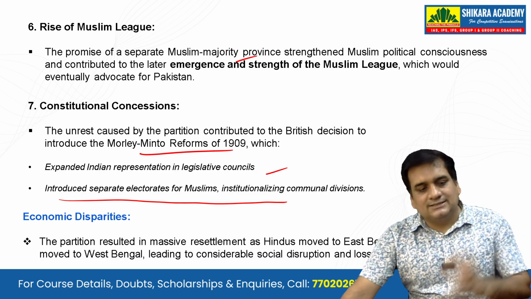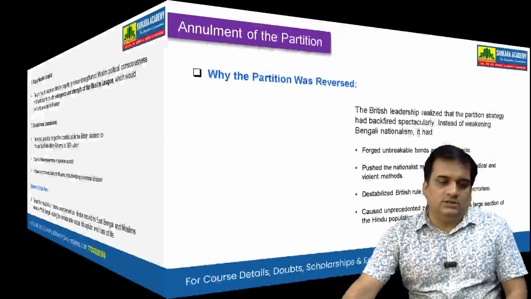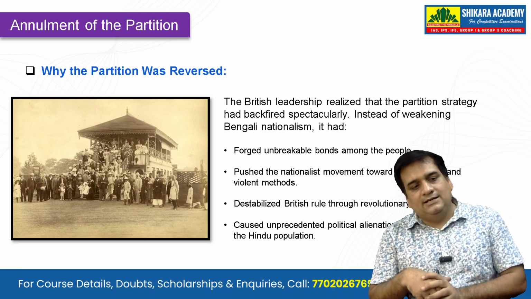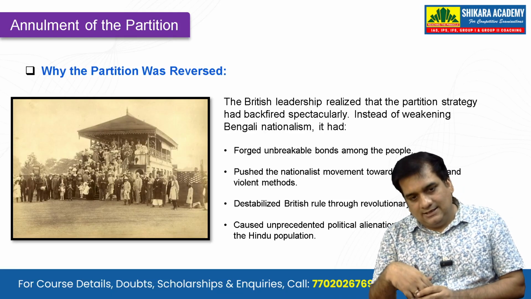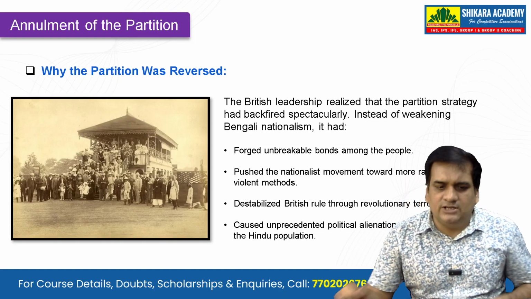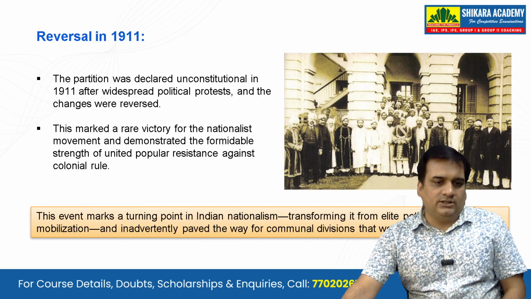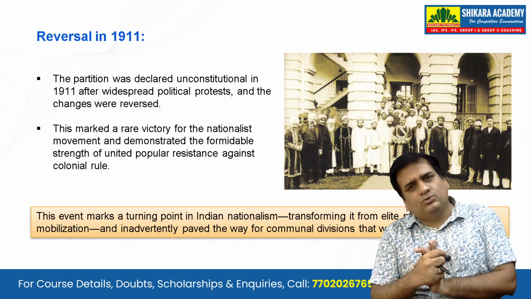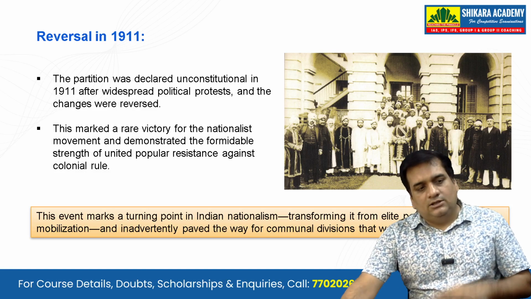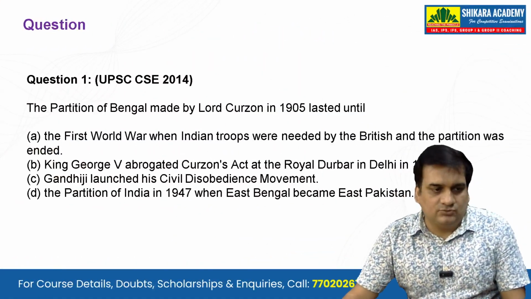So the partition resulted in massive resettlement, as Hindus moved to East Bengal and Muslims moved to West Bengal, leading to considerable social disruption as well. Now, this partition came to an end in the year 1911, because the Britishers somewhere or the other thought that they were not able to achieve what they wanted to achieve. So because of that, in 1911, when King George V came to India, there was a Darbar, and at that Darbar it was announced that the partition of Bengal was annulled, but the capital was shifted to Delhi. So this is something that you should know.